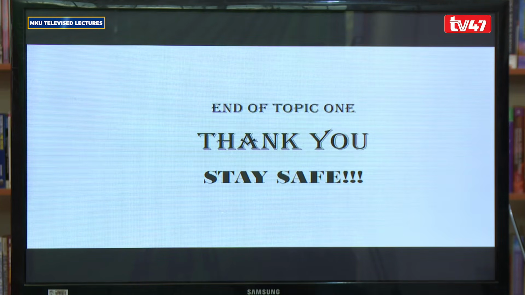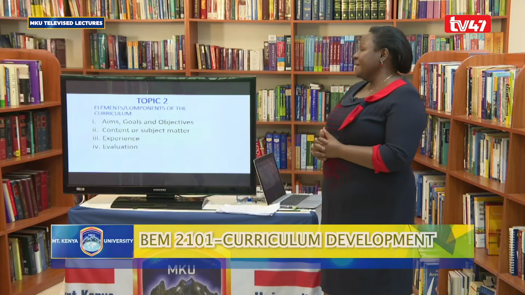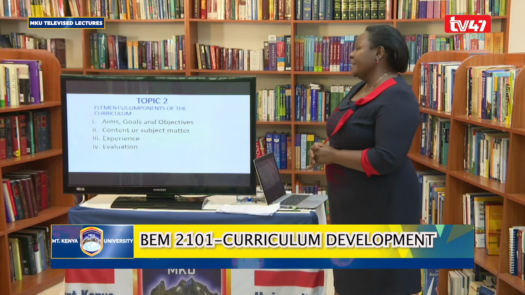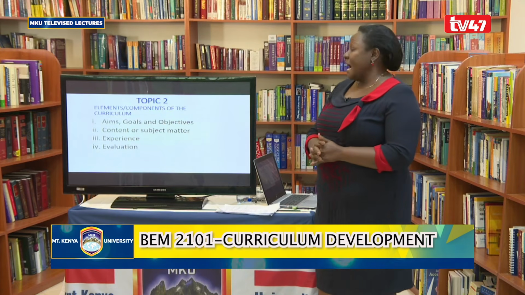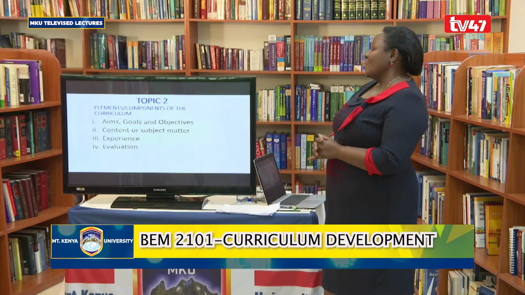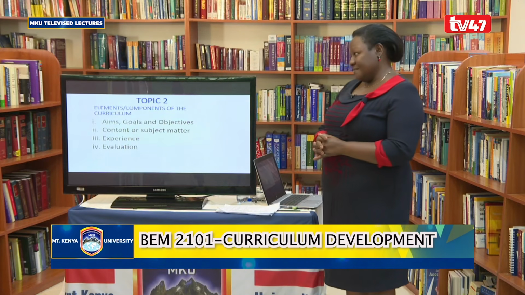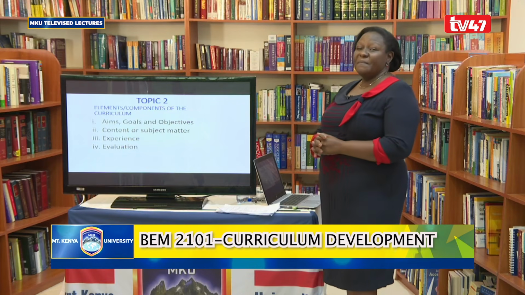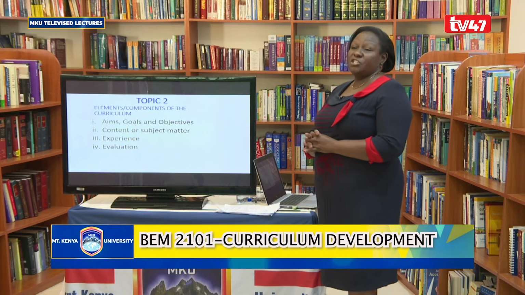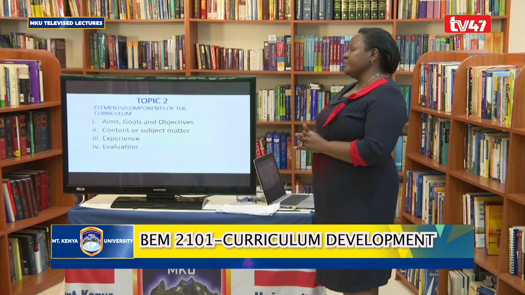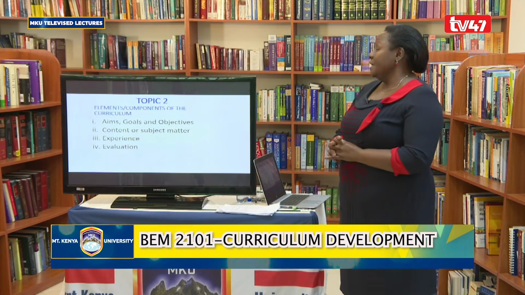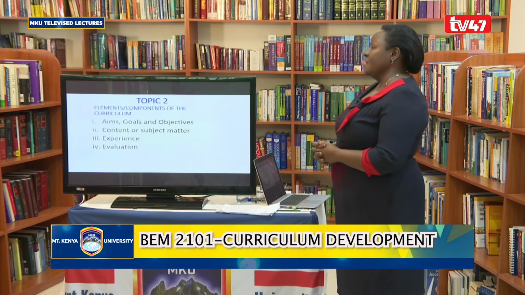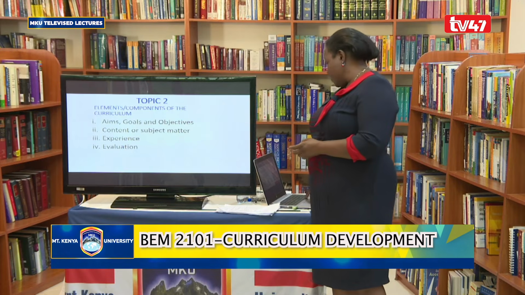And that brings us to the end of our topic 1, the elements or components of the curriculum. These include the aims, goals, and objectives, content or subject matter, the experience, the evaluation. Remember, in our topic 1, we looked at the definition of the terms. As we look into the elements and components of the curriculum, it is important that we redefine the concepts that we had already mentioned, and we should not forget about them.